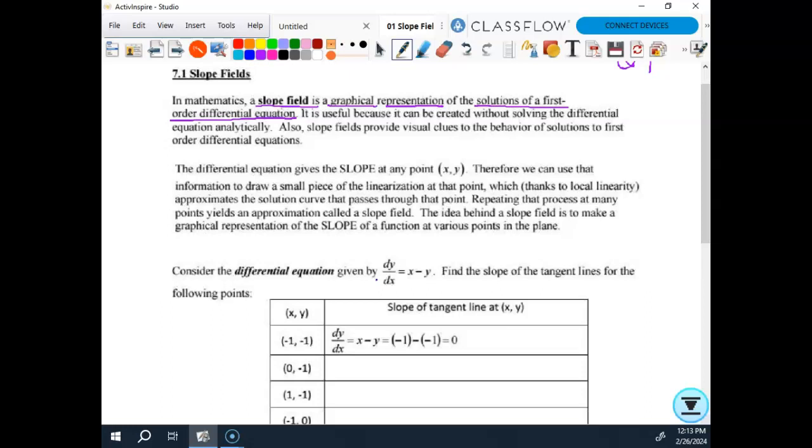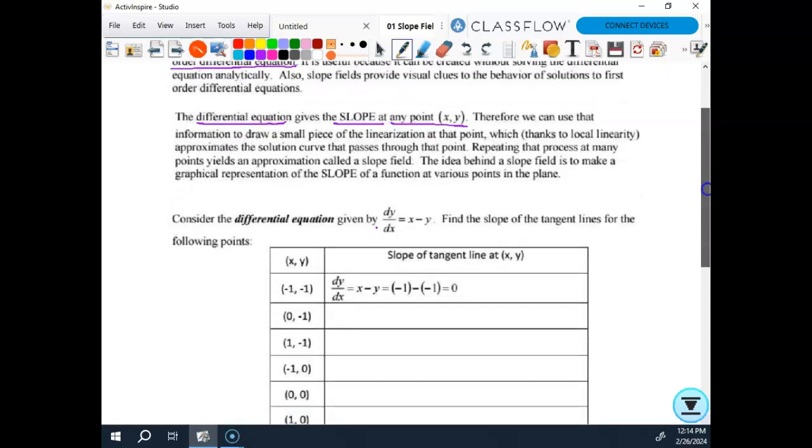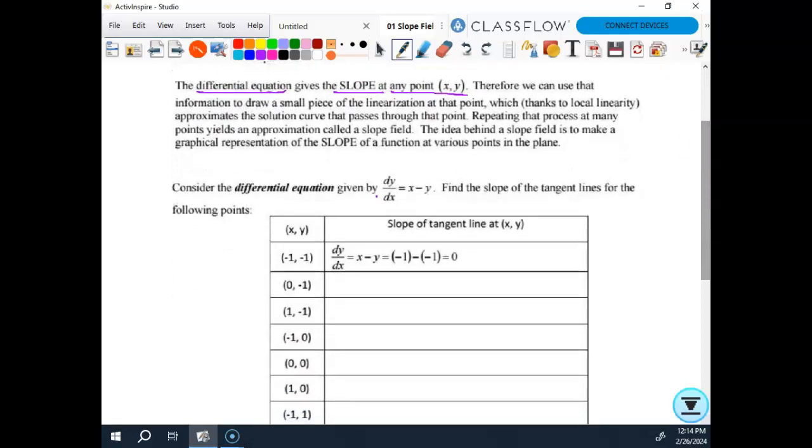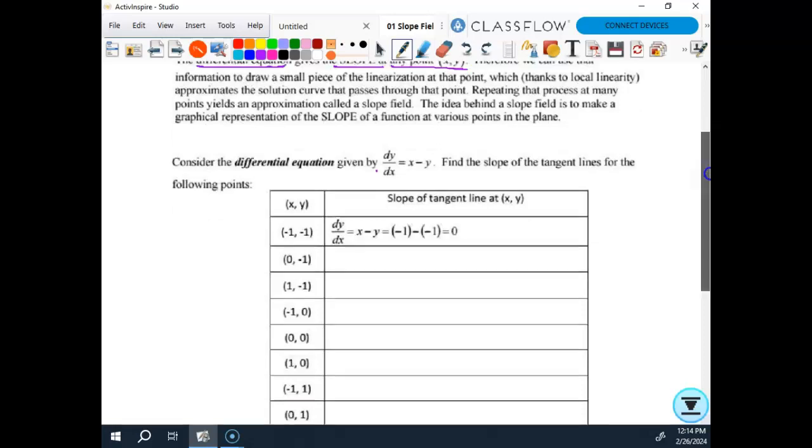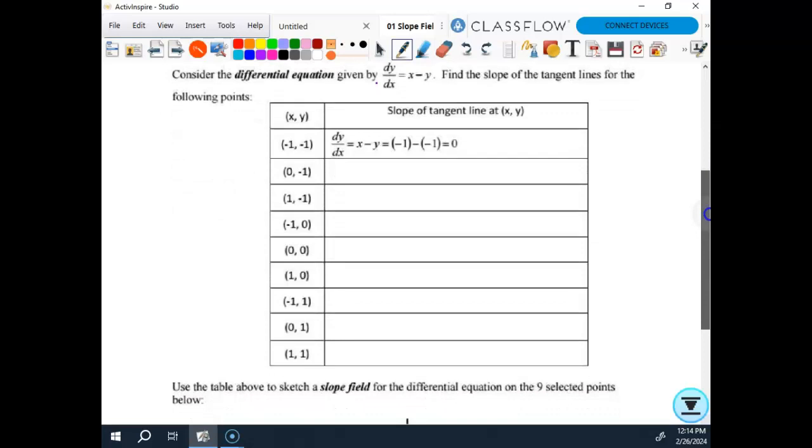So the differential equation gives the slope at any point. Remember, when you take the derivative, you were finding slope at a point. It's an instantaneous thing. Therefore, we can use that information to draw a small piece of the linearization at that point. It's the small piece of the slope. That's all we're doing. Let's just get into this and it'll make more sense.